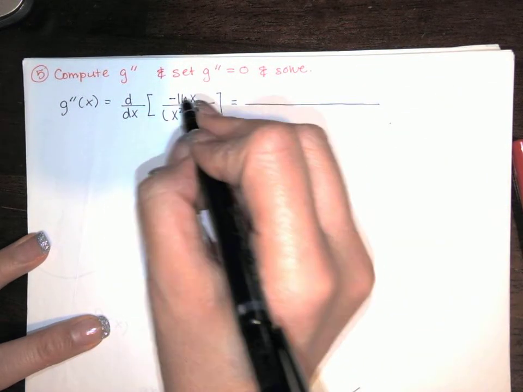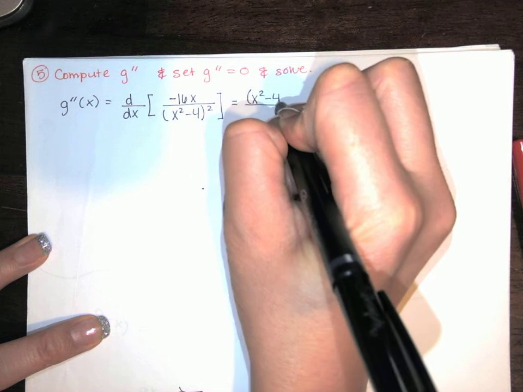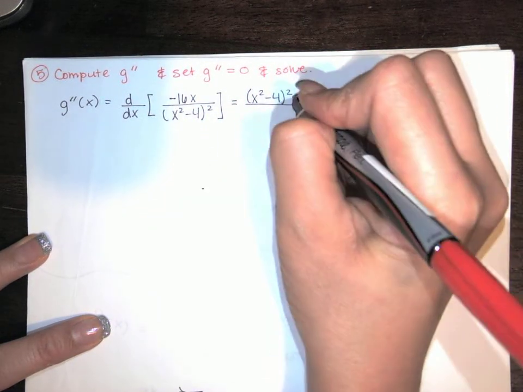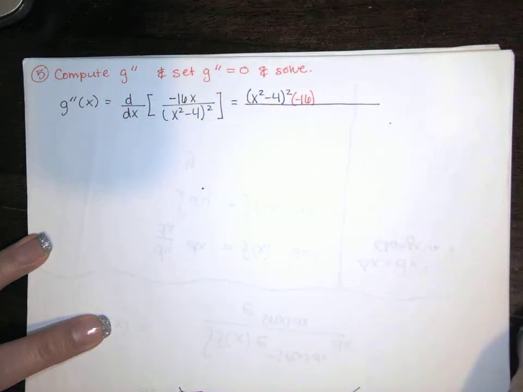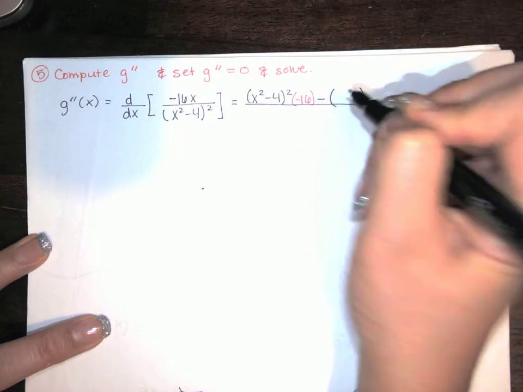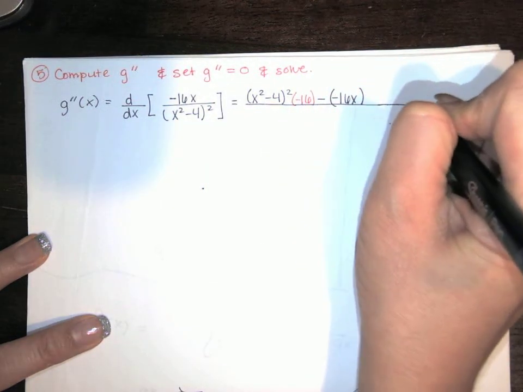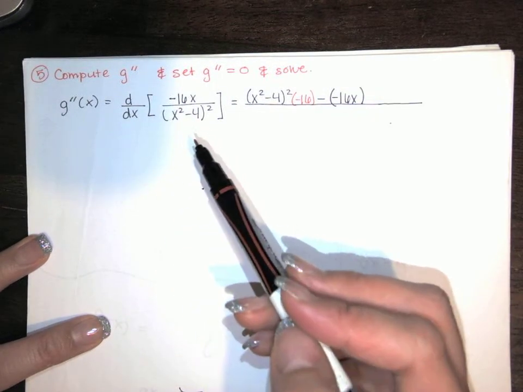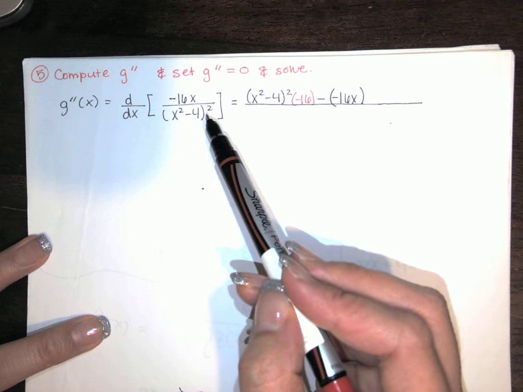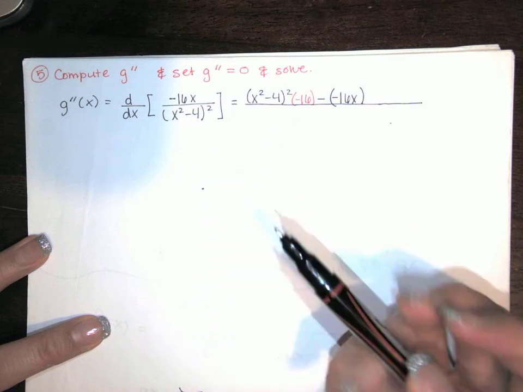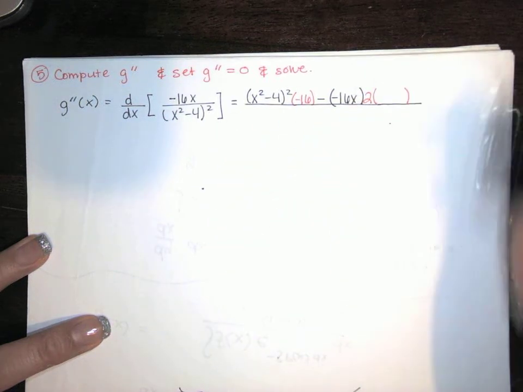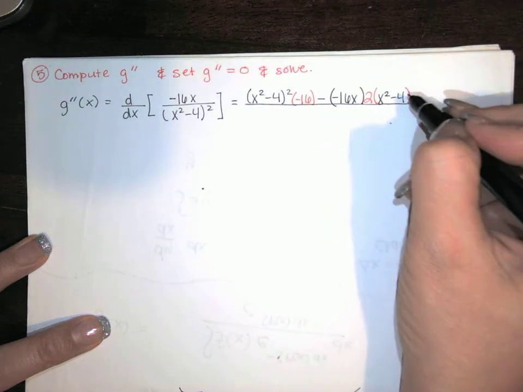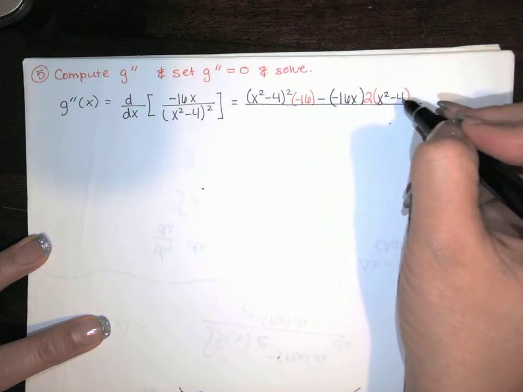Remember that mnemonic, it's low d high, so it's the bottom function times the derivative of the top function. The derivative of a constant times x is just a constant, so that's low d high, minus high. High is negative 16x, top function, times d low. Now the derivative of the bottom function requires the chain rule. I've got a function squared. The derivative of a function squared is 2 times that function to the 1 less power, inside function is x squared minus 4, times the derivative of the inside by the chain rule.